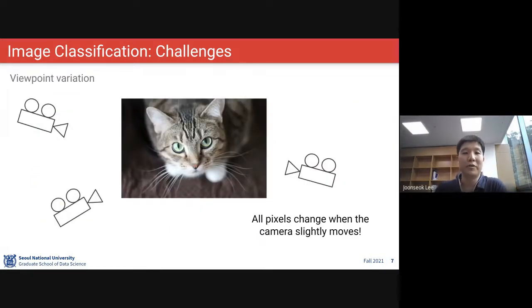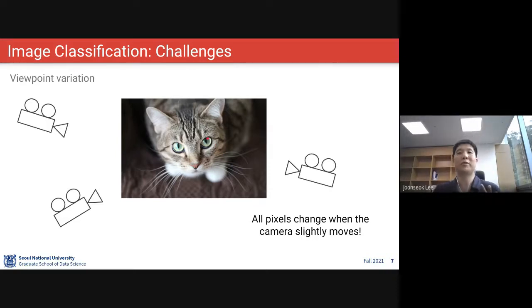And also, another challenge is the viewpoint variation. We all know that this is a cat, but when we take its picture from the right or from the left or from the top or from the bottom, or any direction, actually, depending on the direction of this picture, even if this cat doesn't move, still what we see will be completely different, especially if we consider its actual pixel-wise distribution.